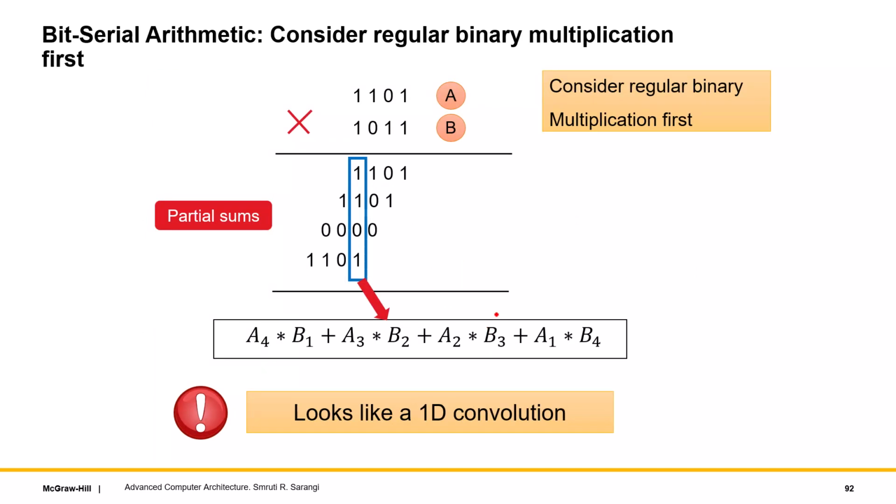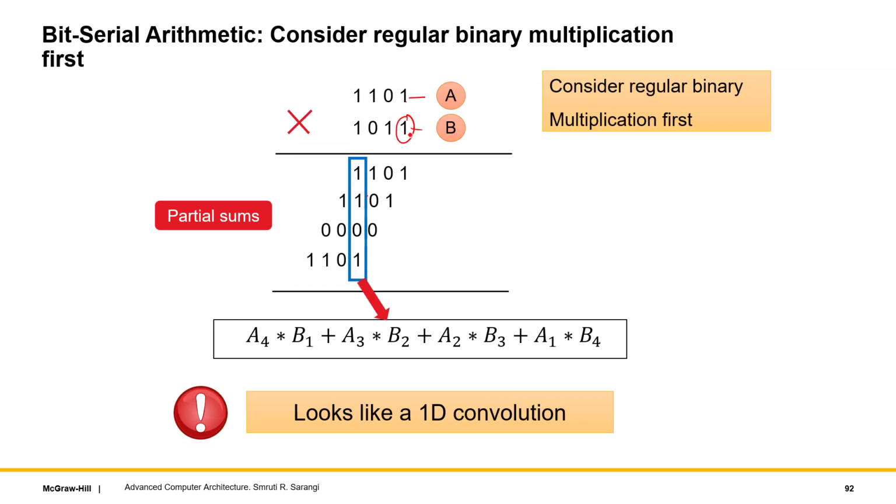So consider regular, grade school binary multiplication. You have a number A and number B. The top one is the multiplicand, this is the multiplier. You look at 1, you just reproduce this number here. Then you look at 1, you reproduce this number here, then 0, all zeros, then 1. So if I look at any column, what am I doing? I'm just adding, right? So what am I adding? Let us say the bits of these numbers are A1, A2, A3, A4, and so on and so forth.